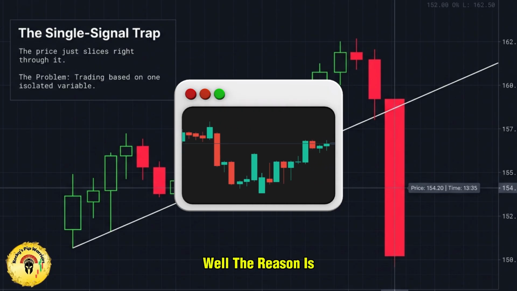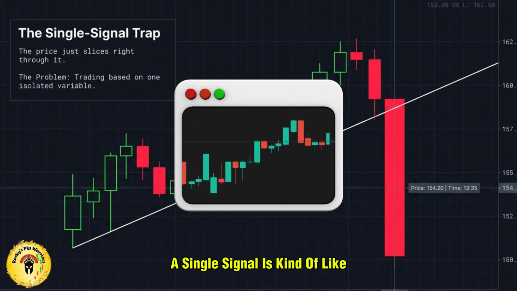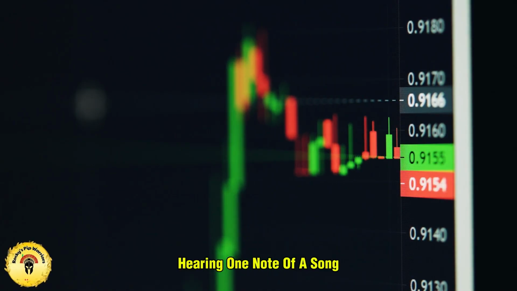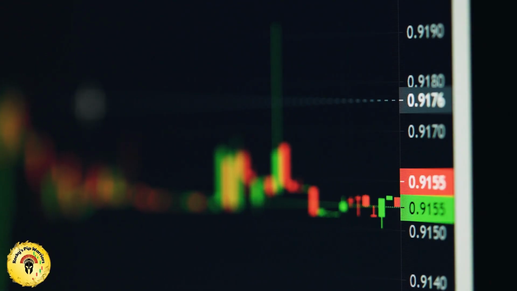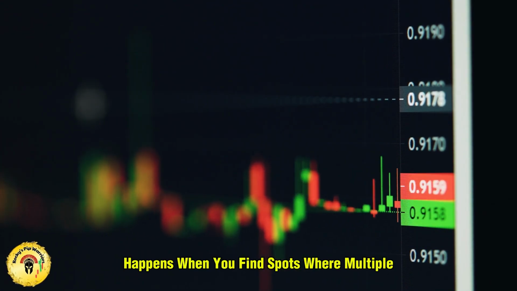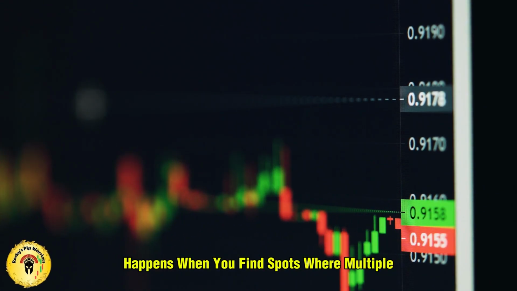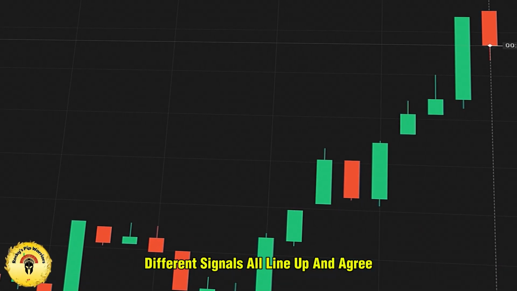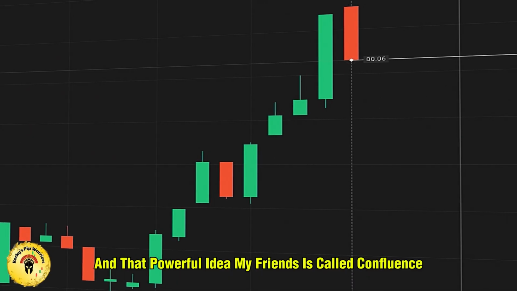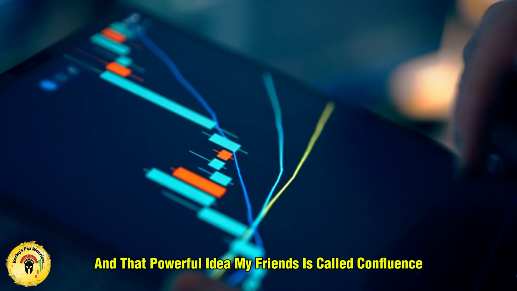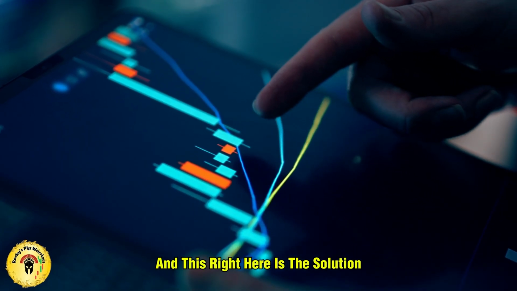Well, the reason is, a single signal is kind of like hearing one note of a song. It just doesn't give you enough context. The real magic happens when you find spots where multiple different signals all line up and agree. And that powerful idea, my friends, is called confluence. And this right here is the solution.